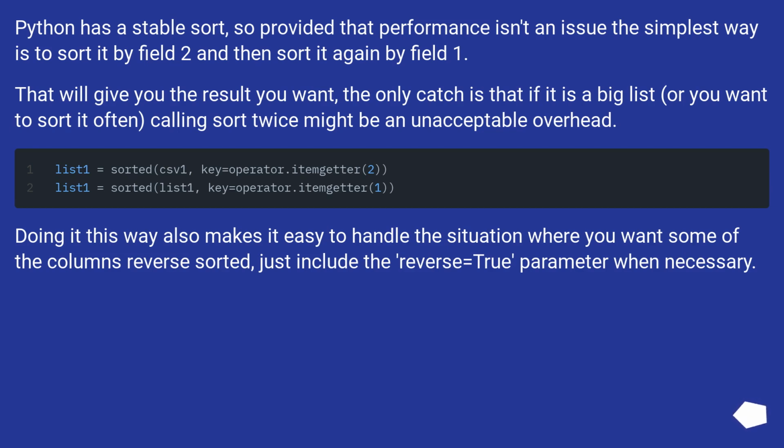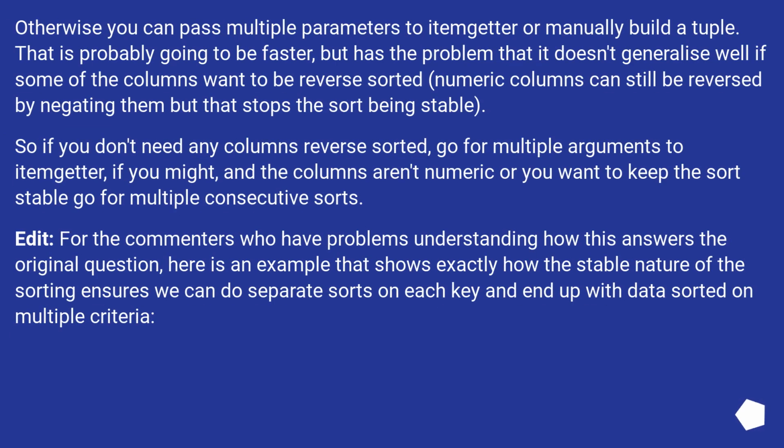Doing it this way also makes it easy to handle the situation where you want some of the columns reverse sorted. Just include the reverse equals true parameter when necessary. Otherwise you can pass multiple parameters to itemgetter or manually build a tuple. That is probably going to be faster, but has the problem that it doesn't generalize well if some of the columns want to be reverse sorted.